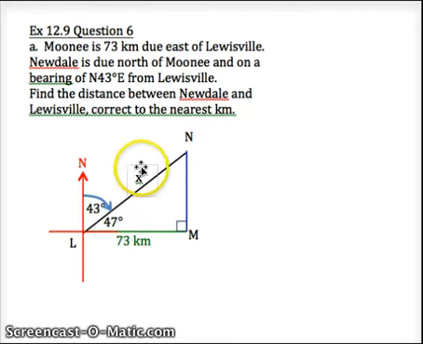So now we need to work out what X is, and we can use this triangle, and we will use cos, because cos of 47 is 73 on X, and then we can rearrange that equation and work out what X is, and that will give us the distance from Newdale to Louisville.